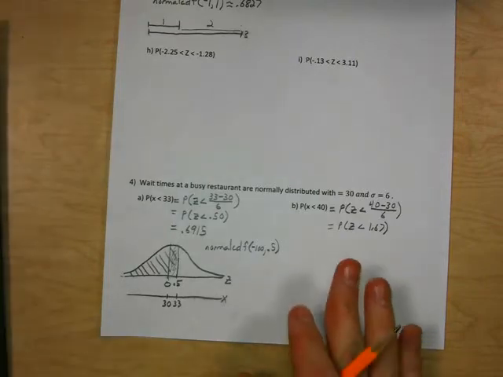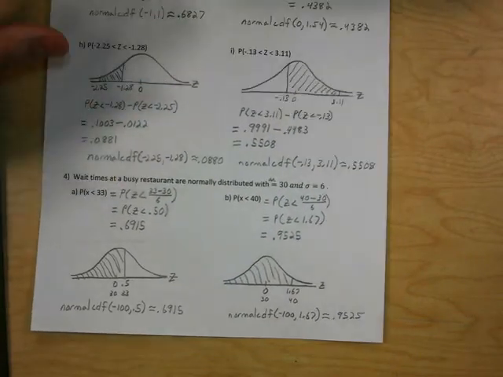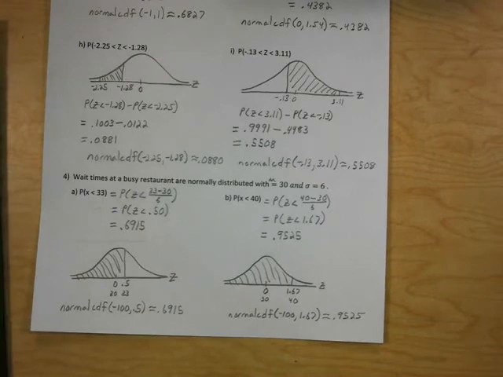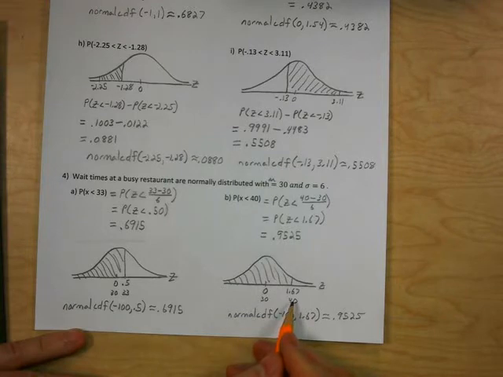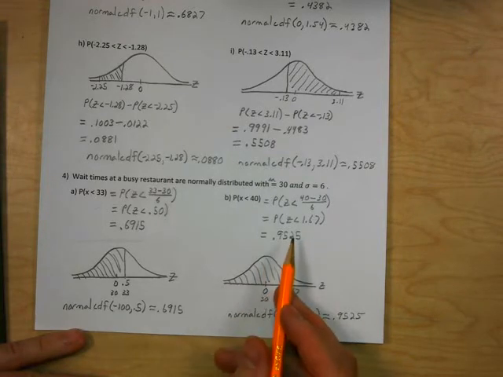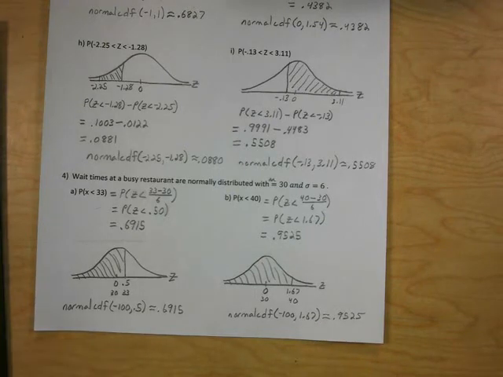Okay, so our diagram, I'm just going to go right to my answer sheet here. The diagram will look like this. And again, this will be 30 minutes and 40 minutes as an x value. And you get 0.9525 if you look it up in the tables, or if you do the normal CDF with negative 100 comma 1.67, you get 0.9525.